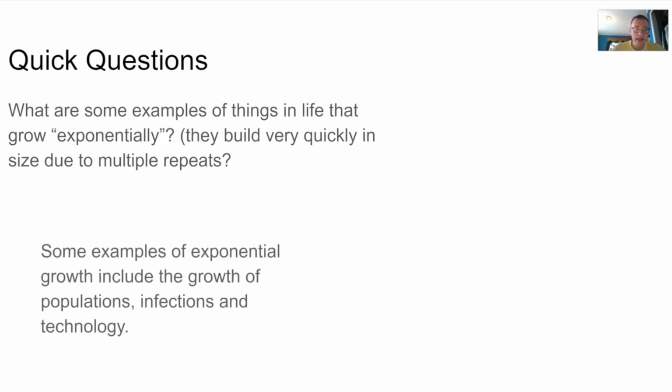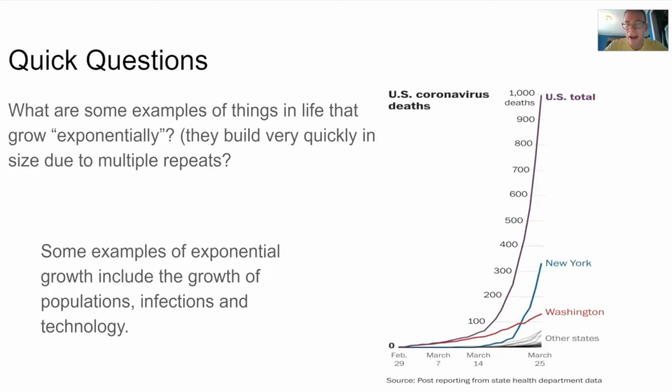Here are a couple. Some examples of exponential growth include the growth of populations, infections, and technology. So here's a graph that's something relevant for right now, the number of deaths of coronavirus in the United States. As you can see on February 29th, at the bottom of the graph, there weren't many. But then on March 7th, it increased. And then March 14th, it increased. And by March 25th, we have this huge number.